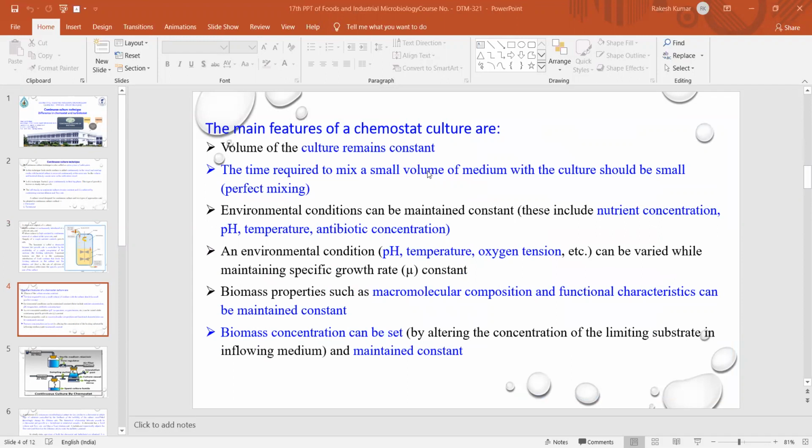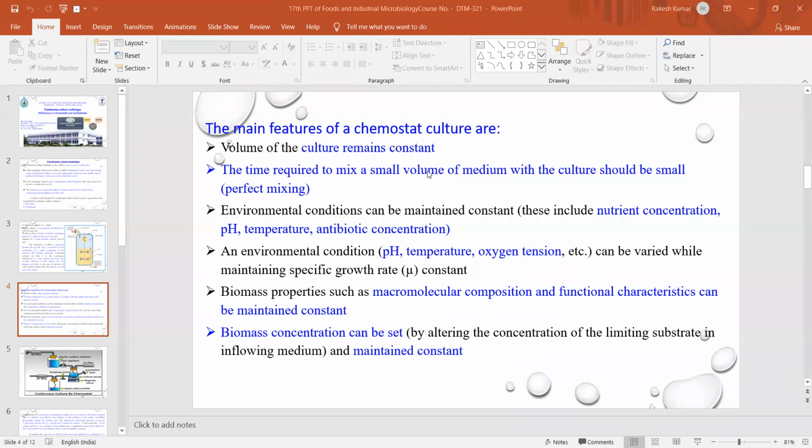So what are the main features? I have already explained that the culture remains constant. Whatever culture you are introducing or deliberately using for achieving the desired type of fermentation, that will remain constant in the system. And the time required to mix a small volume of medium with the culture should be small. So perfect mixing is there. Automatically each and every particle of substrate will get the same treatment, same effect, and same level of action by the different kinds of starter bacteria or culture you are using for achieving a particular type of fermentation. Then the environmental conditions can be maintained constant. And what are those environmental conditions?